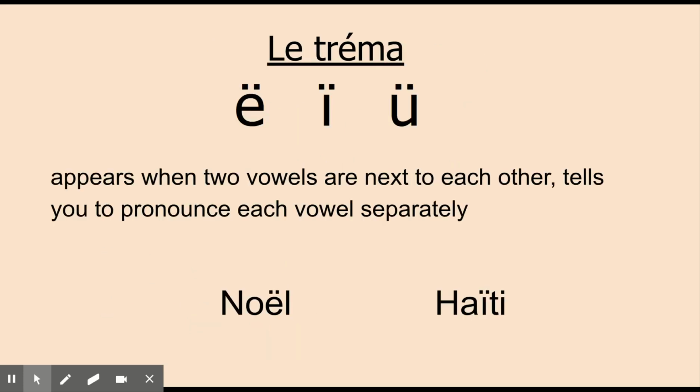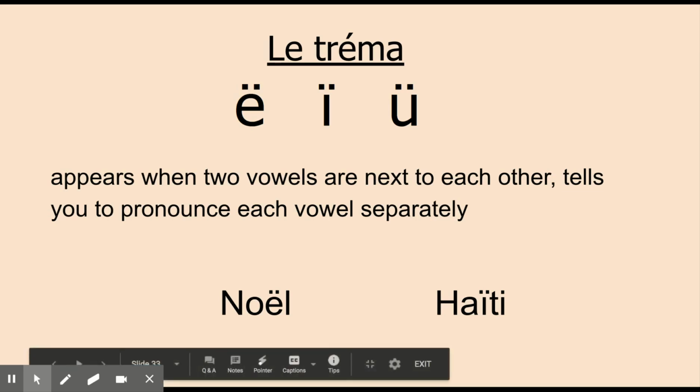Next, we have the tréma, le tréma, and you will see the tréma over the E, the I, or the U. And it appears when you have two vowels that are next to each other, and it tells you that you have to pronounce the vowels separately. So you can see down below here, we have the word for Christmas, Noël, Noël. And so we have to pronounce the O and the E separately. Or the country of Haiti, Haïti. So you have to make sure you pronounce the A and then the I, Haïti, separately, the tréma.